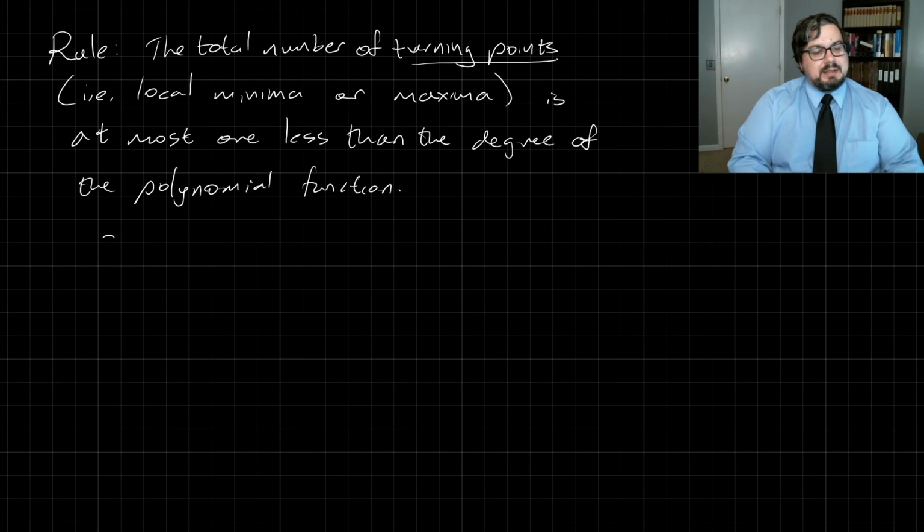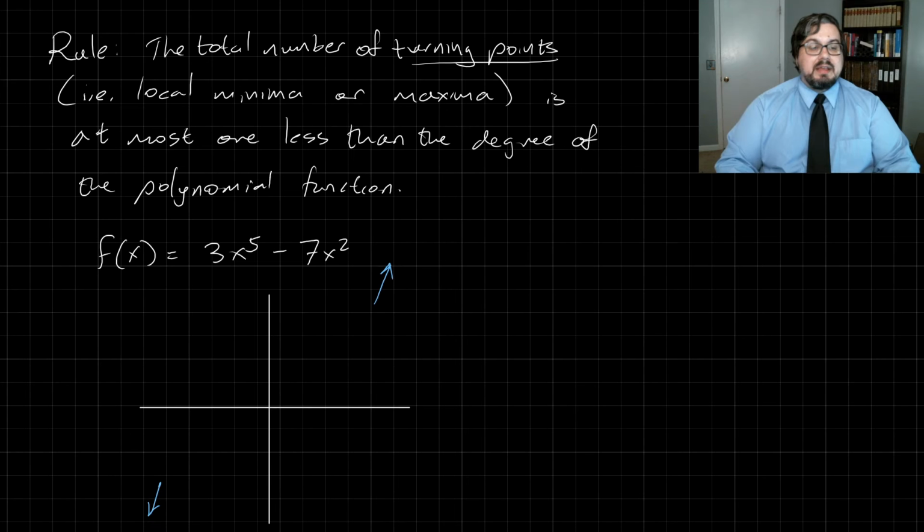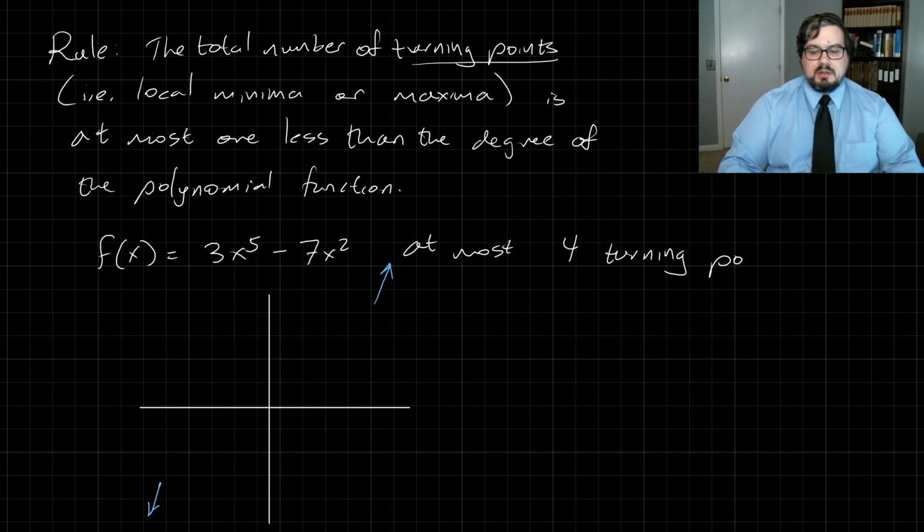So what does that mean? It means that if I take some function f here, and let's say that it has degree 5, 3x to the 5th minus 7x squared or something like this. That means that when I graph this function, well, first of all, end behavior has to look like this, but it could get complicated inside. So this function can have at most 4 turning points. At most 4 points where it switches from being increasing to decreasing or vice versa.